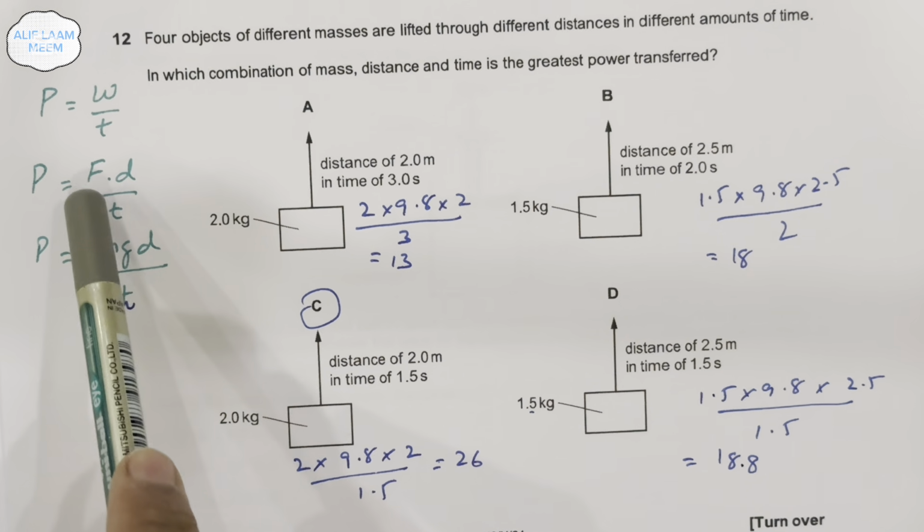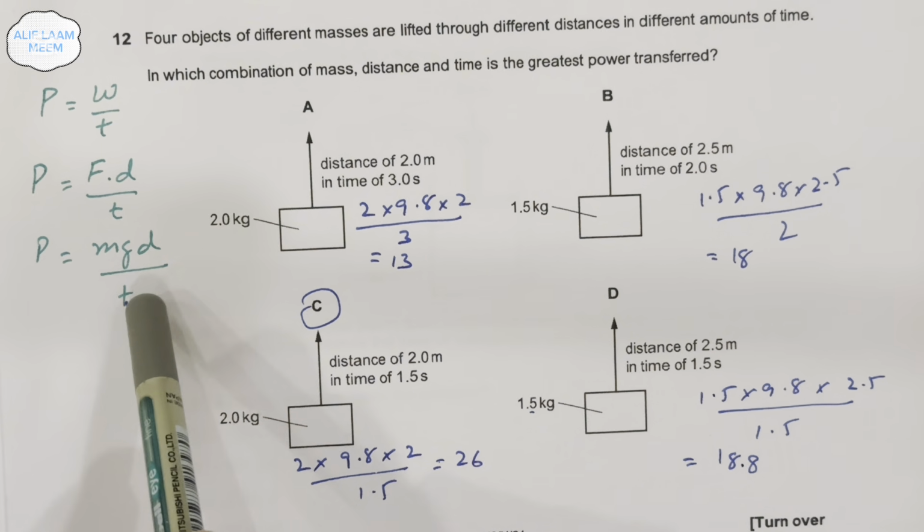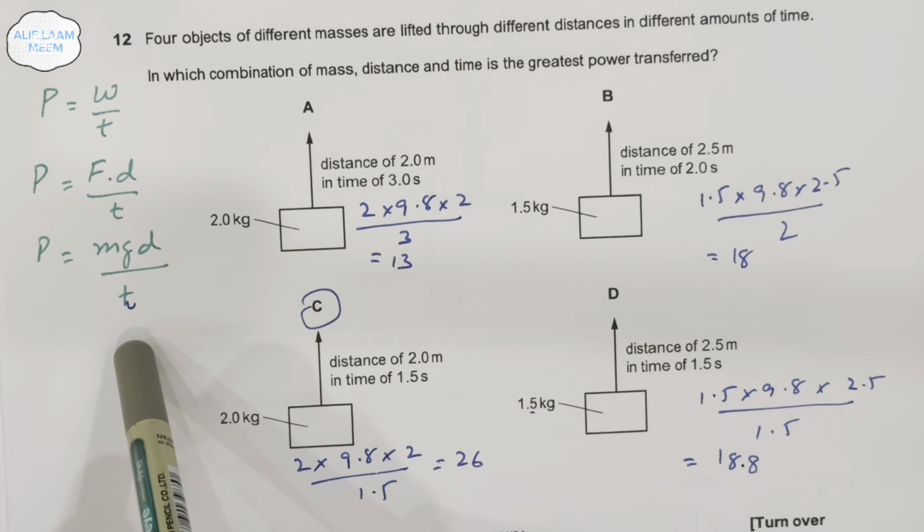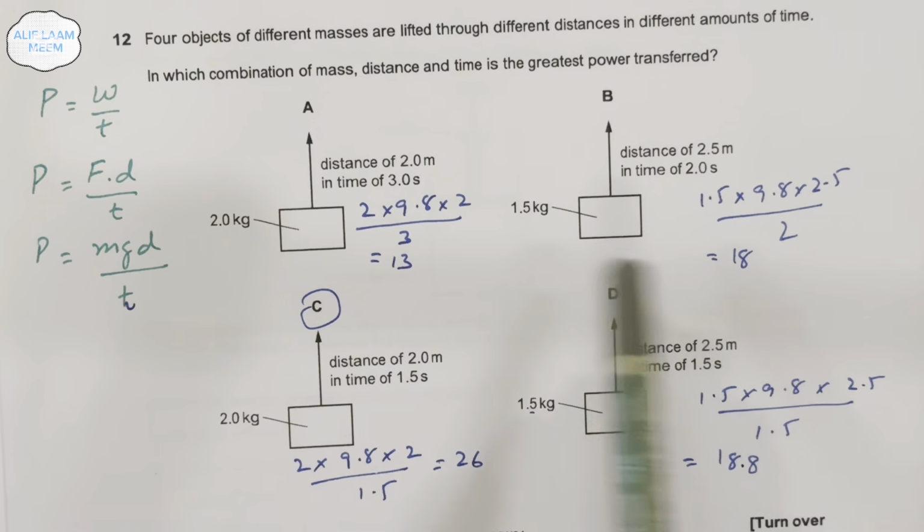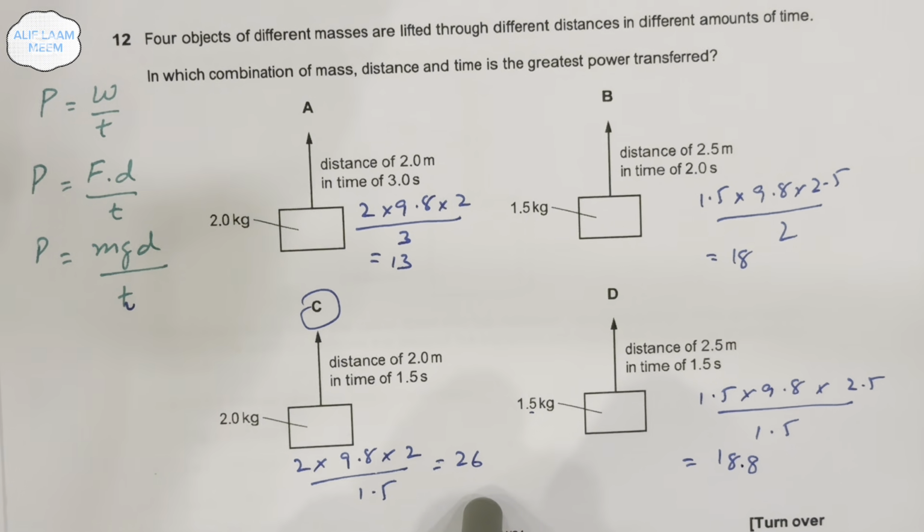Then we apply the formula for the force, that is F is equal to mg. Then mgd divided by T. In each case we have substituted those values and calculated the maximum output power, that is 26 watts.